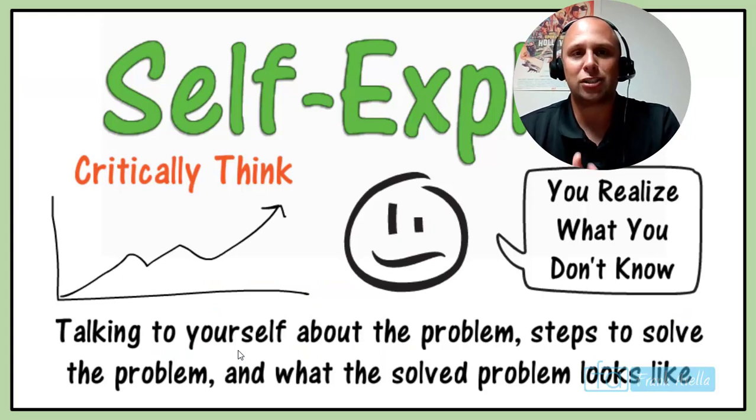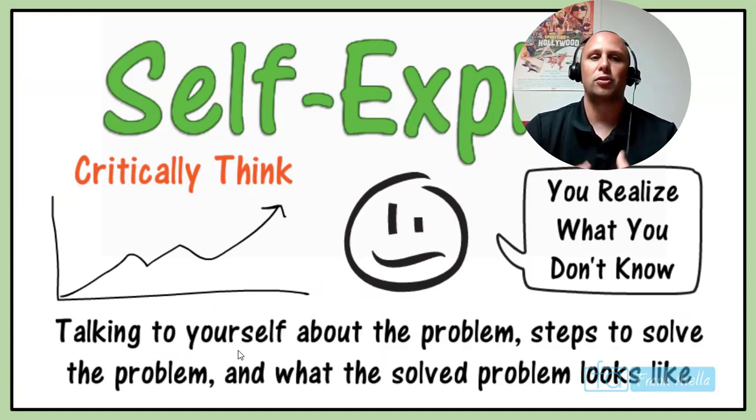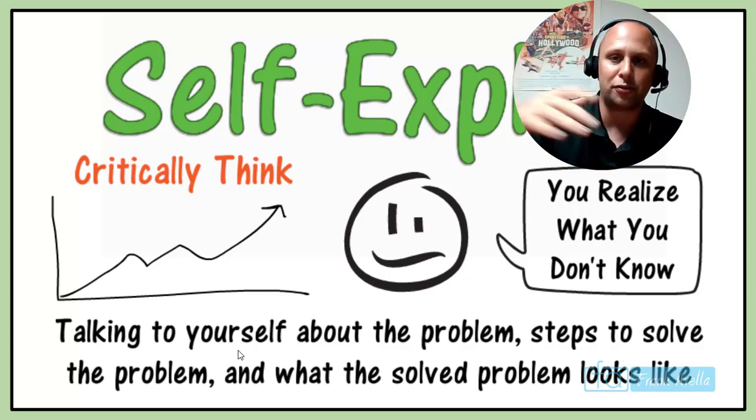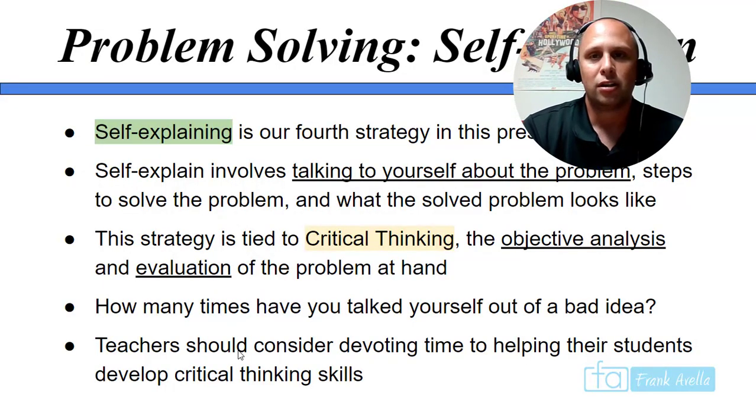All right, self-explain. I use this all the time. So that's talking to yourself about the problem, talking out loud sometimes, just thinking about the problem, right? But talking to yourself in a way that you realize what you don't know, what you do know. So self-explaining, this is the fourth strategy.